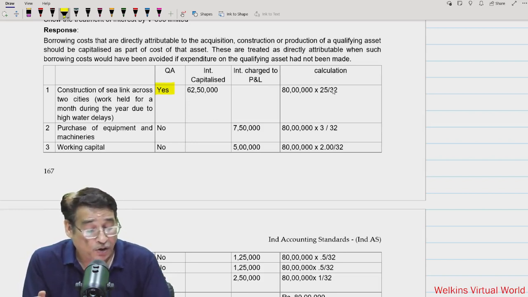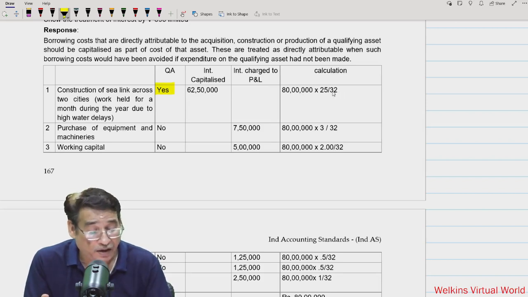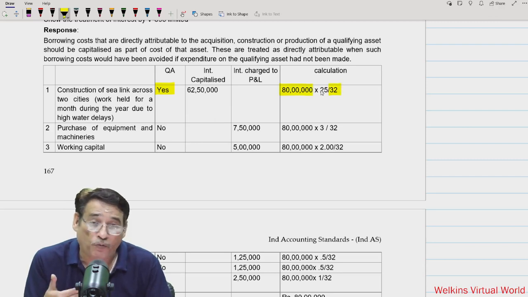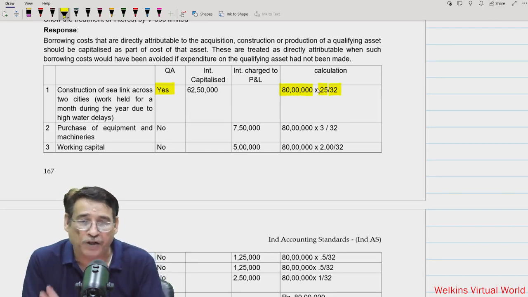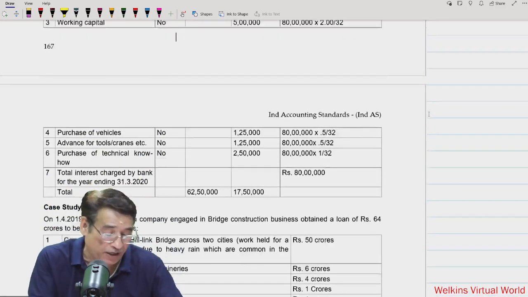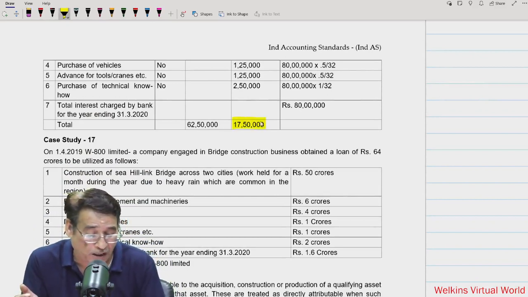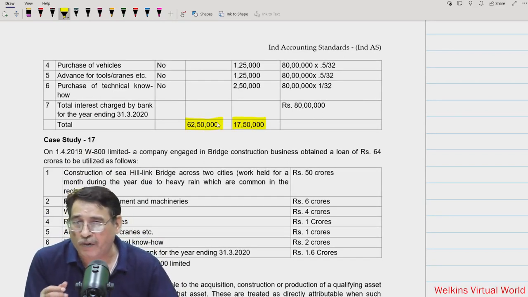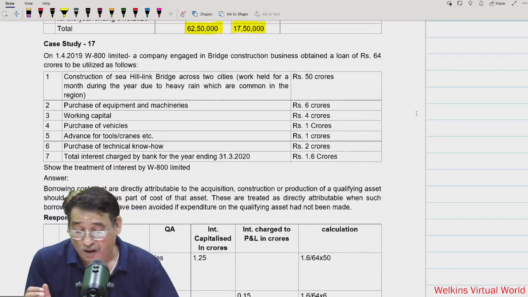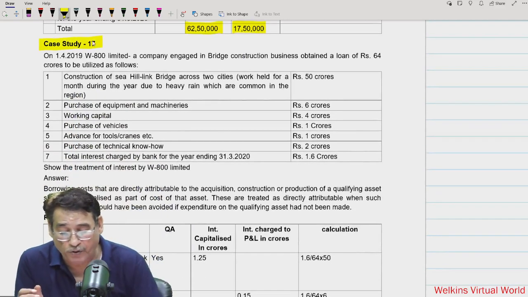How have I computed it? Pay attention. Total is 32 crores, correct? On 32 crores, I am paying an interest of 80 lakhs. So what proportion of the interest will be in respect of 25 crores, the expenditure on C-Link, that is equal to 62,50,000. And for the rest of the items, I have already told you that they are not qualifying assets. So interest on those items will be considered as revenue expenditure, while interest on C-Link will be considered as capitalized expenditure. Similarly, you can do this question on your own.